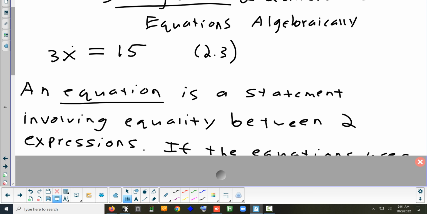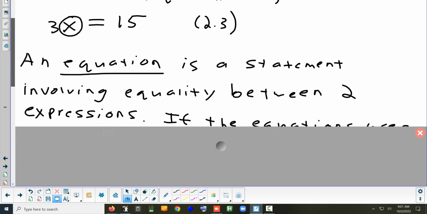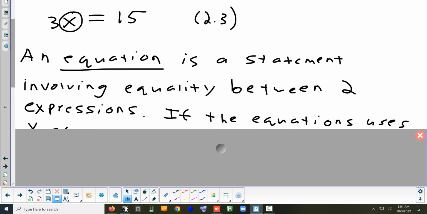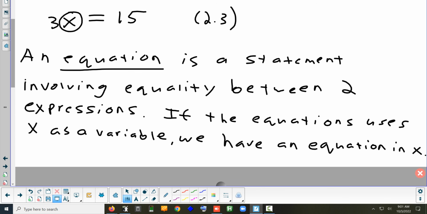Now, this particular equation uses x for the variable. We can use many different letters. But if my equation uses x, then I could say I have an equation in x. If I used L as my variable, I could say that I have an equation in L. So if you see directions on a problem that say, write an equation in x, all they're asking you to do is write an equation and use x as the letter.